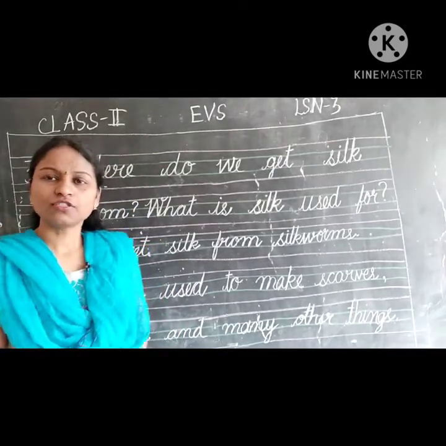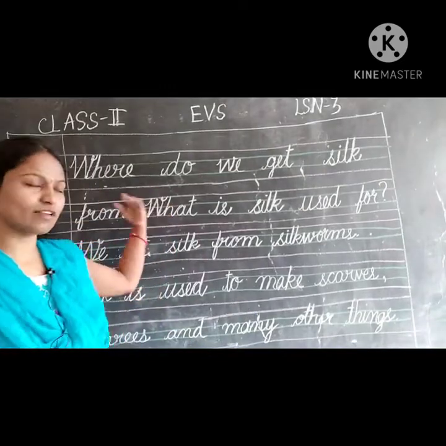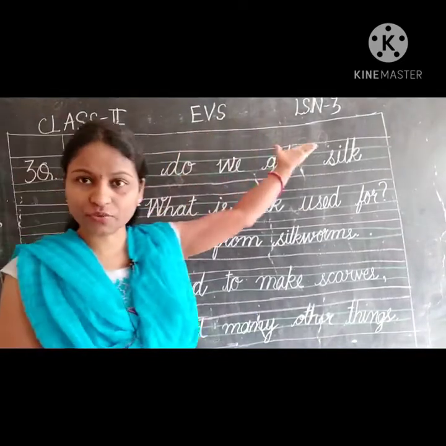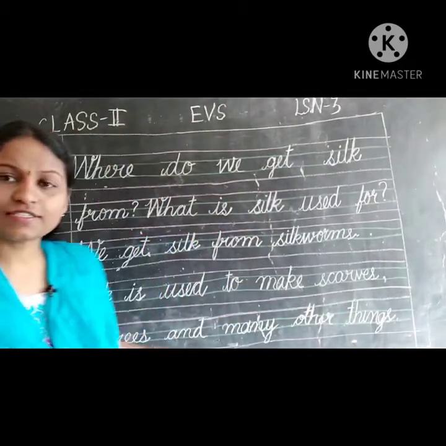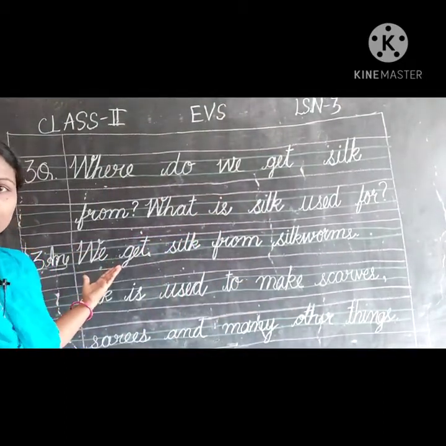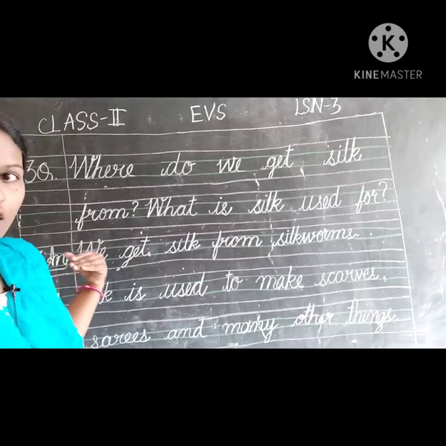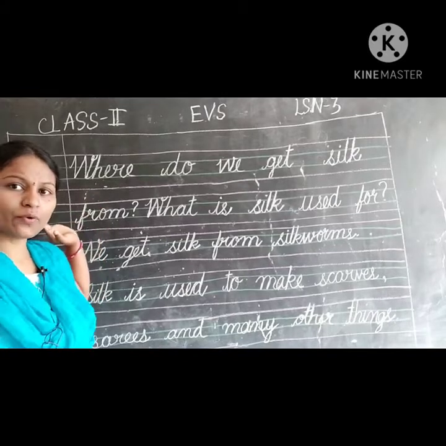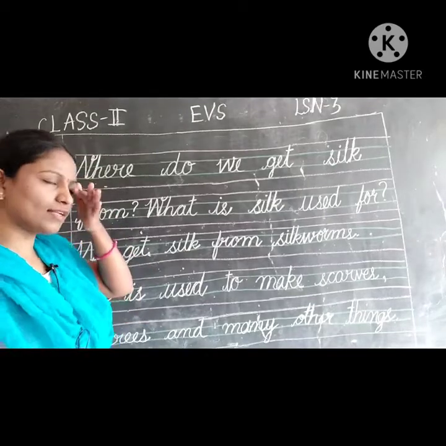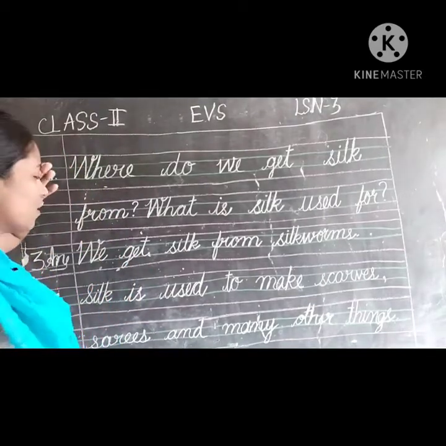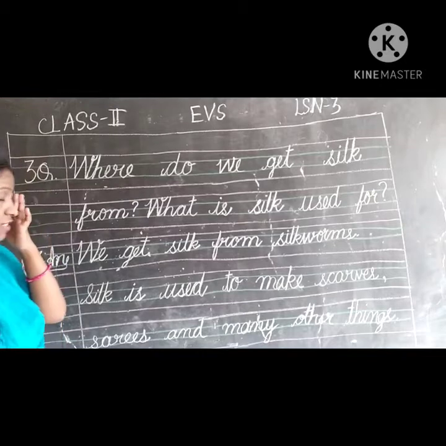Okay children. So this is the class 2 children EVS lesson number 3. Lesson number 3, clothes for us. This is the third question children. Let us see what is there in the third question. How you have to write? You have to leave one line after the second answer and then you have to write this third question. Okay children. What is the third question?